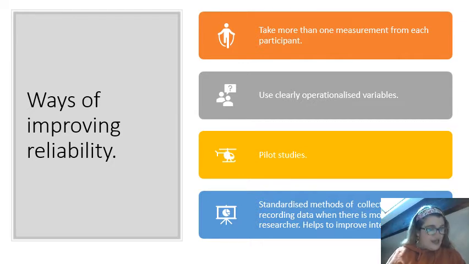The next one is pilot studies. So these are really useful. Going back to the last point, have you operationalised your variables correctly? Are there any methods that you need to change? Can participants use the apparatus successfully? Do they understand the questions being asked?